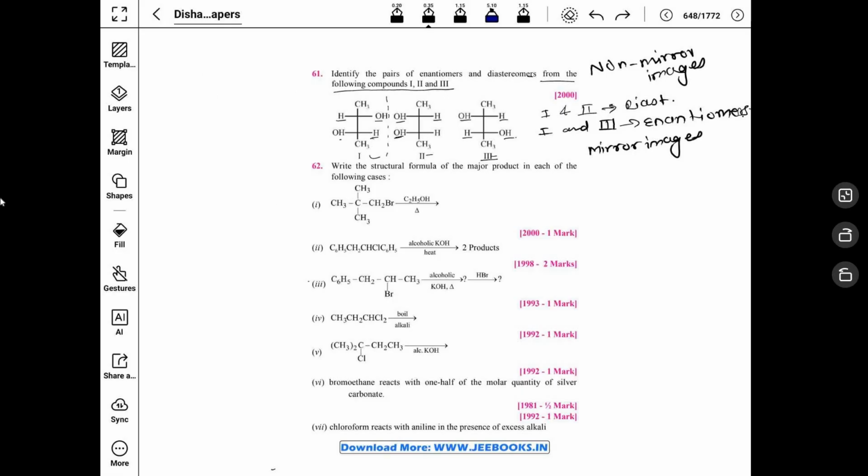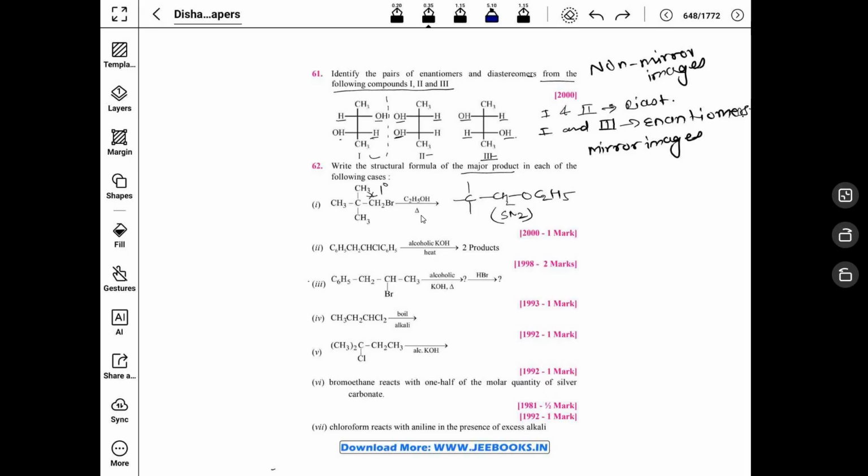Okay, now moving to question number 62. The first reaction is the reaction of a primary bromide with ethanol at high temperature. So here, this is the primary. So it undergoes nucleophilic substitution to give this as a major product.